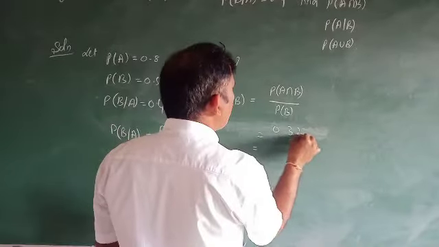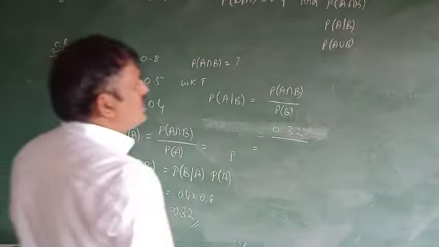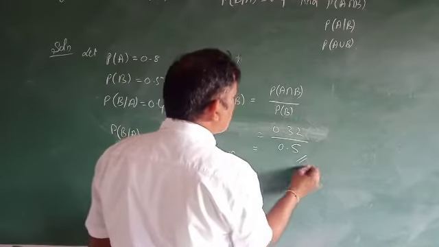So probability of A bar B is equal to 0.32 divided by probability of B, which is 0.5. That is the answer.